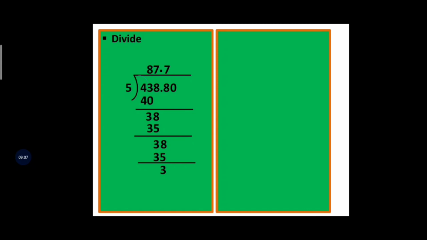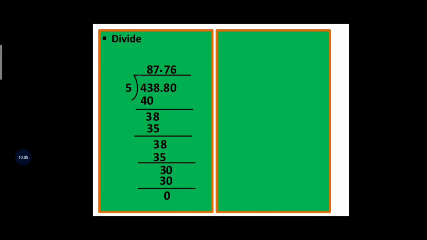Dahil nagdagdag tayo ng 0, ibababa natin si 0 dito sa 3. So nagiging 30 na siya. Then 30 divided by 5 equals 6. Then after that, multiply now 6 times 5 equals 30. Then lagyan ng guhit. Then after that, subtract 30 minus 30 equals 0. Okay, wala na siyang remainder. So, eksakto lang siya. Now, if we are going to divide 438.80 divided by 5, it gives now the quotient of 87.76. So, yan na yung average ni Cristel sa 5 subjects.